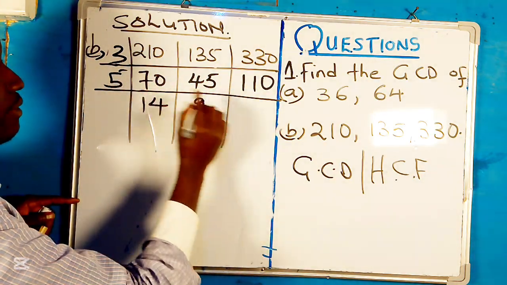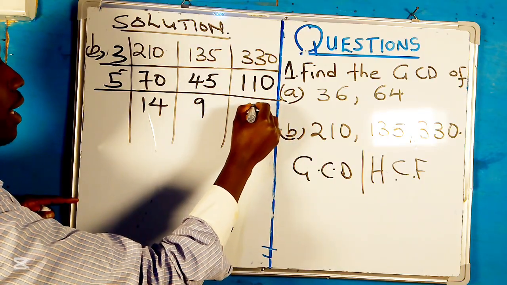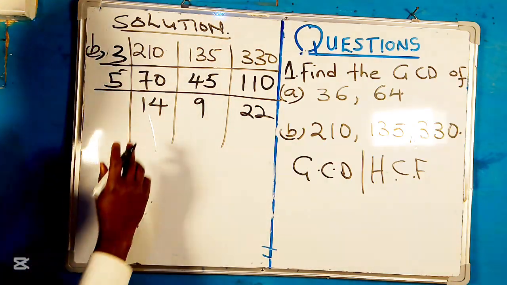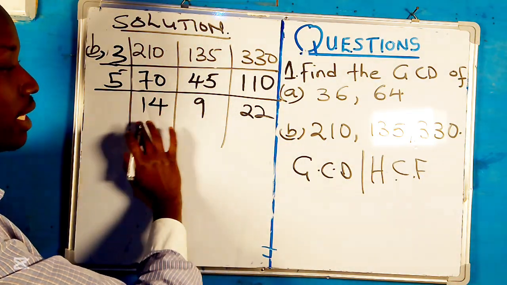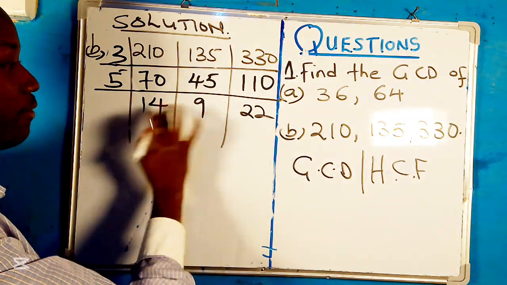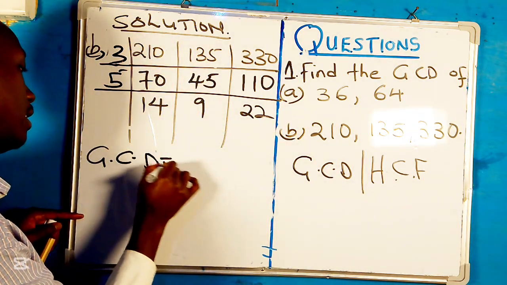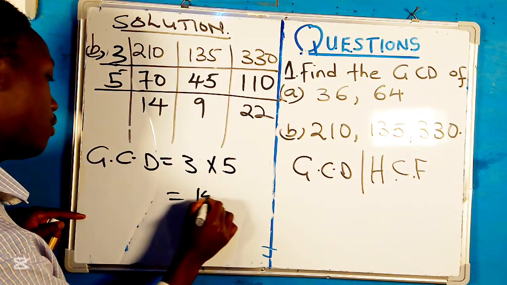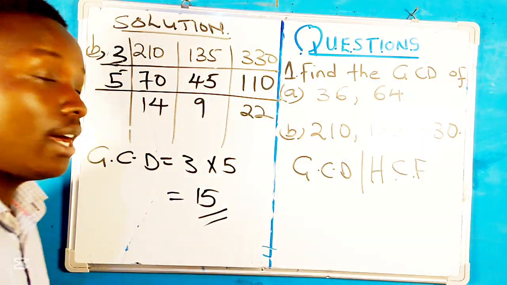Then 110 divided by 5 will be equal to 22. So 14, 9, and 22, we do not have a common divisor that can divide the 3 of them, 14, 9, and 22. Therefore, our GCD is going to be 3 multiplied by 5, which is equal to 15. So that will be our GCD. Thank you.